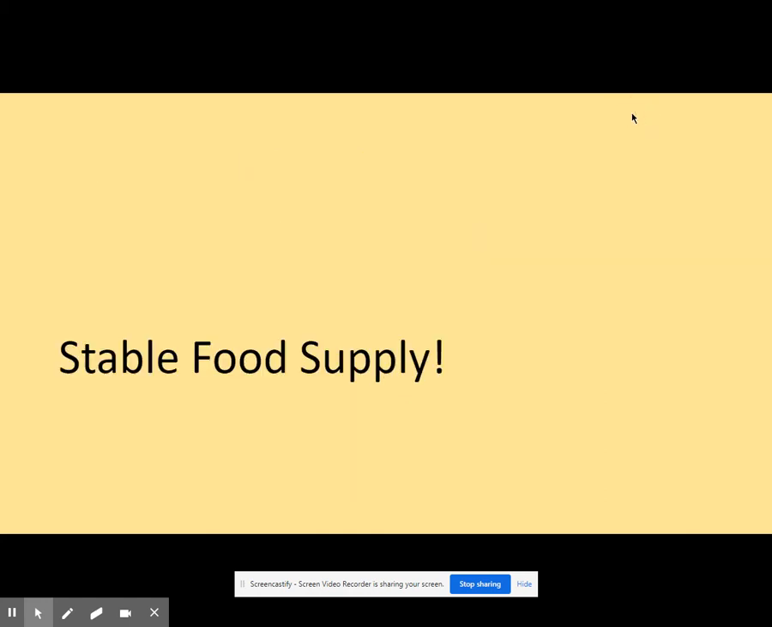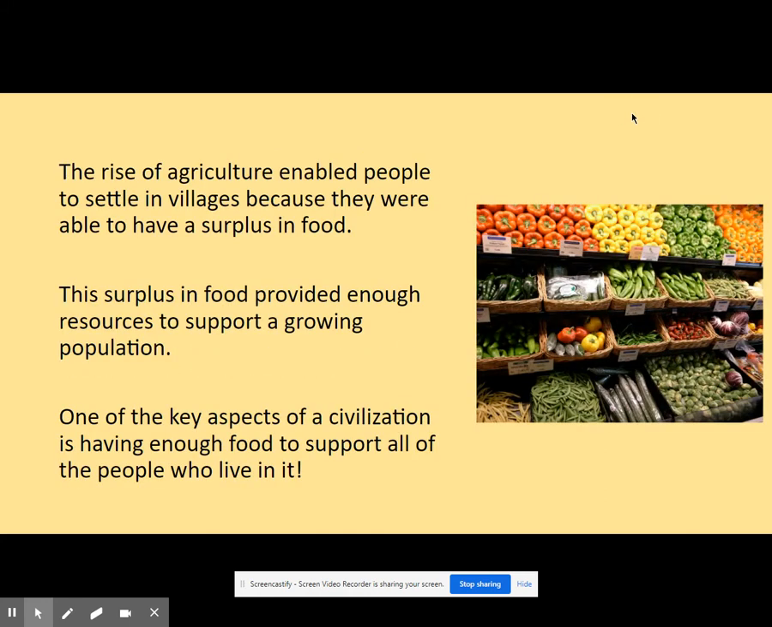So the very first one is a stable food supply. And we saw this with the rise of agriculture and how farming allowed people to settle because they had that surplus in food. They had enough food to support all of the people who were living there. So the surplus of food is one of the key aspects of a civilization because it's very important to have enough food to support all the people who live in an area. So, in order to survive and in order to be a civilization, you have to have enough food to support everyone.